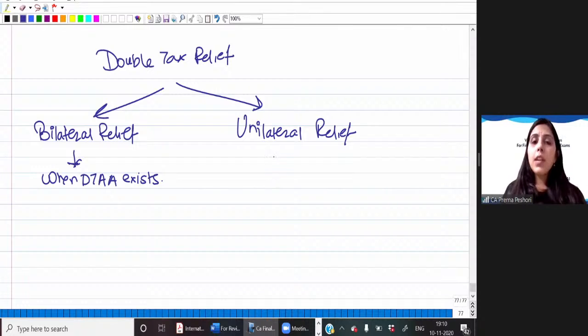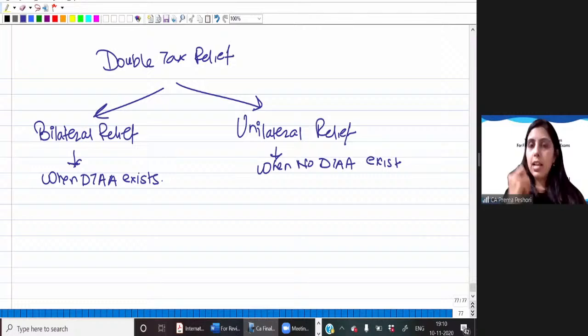What is unilateral relief? When no DTAA exists. So say, for example, there is no DTAA with the Cayman Islands. In that case, India will grant the credit of taxes on income generated in the Cayman Islands, but we do not know whether the Cayman Islands will do so in the opposite situation. So that is unilateral relief. India provides it unilaterally under its Income Tax Act. This is provided under Section 91.